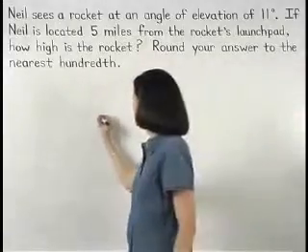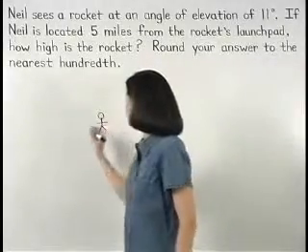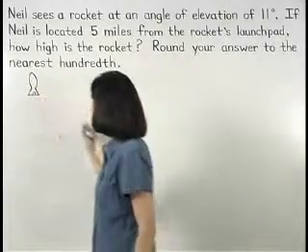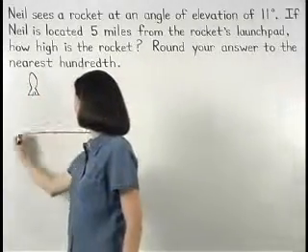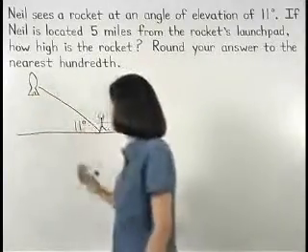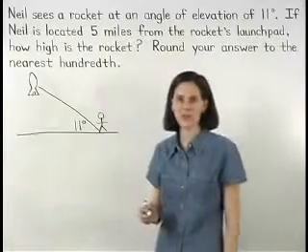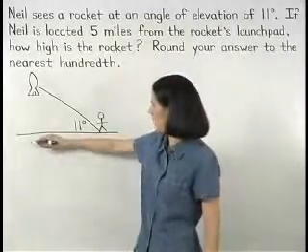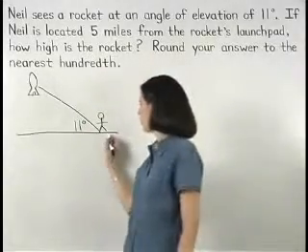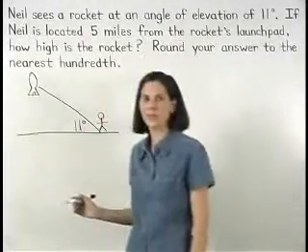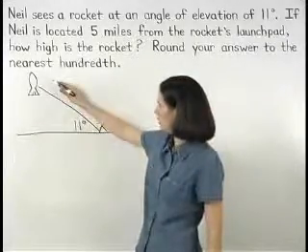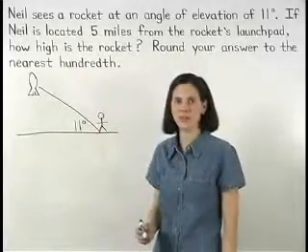We have Neil, who sees a rocket at an angle of elevation of 11 degrees. Notice that an angle of elevation is formed from the ground upward, where one side of the angle is the horizontal segment along the ground, and the other side of the angle is rotated 11 degrees upward from the ground.